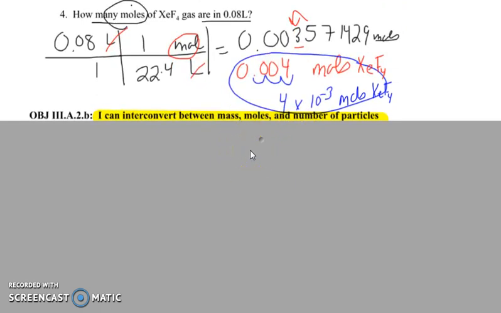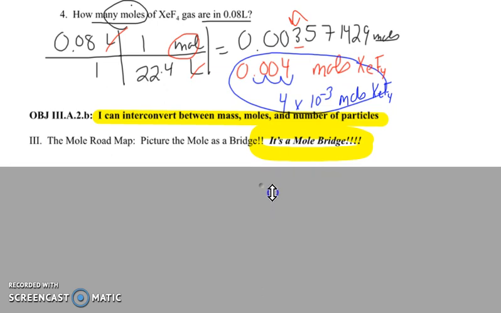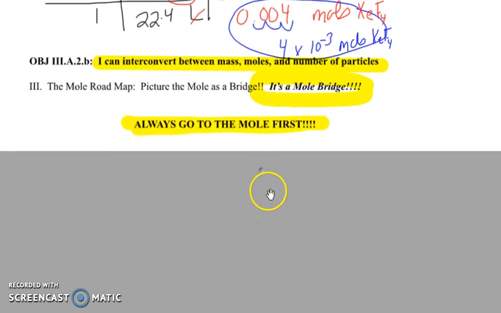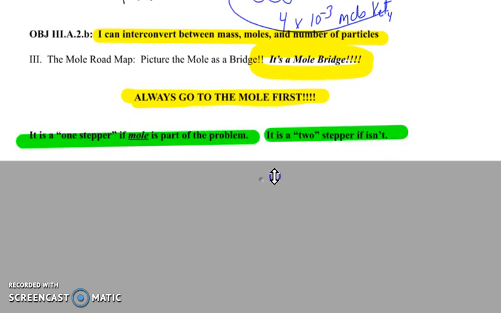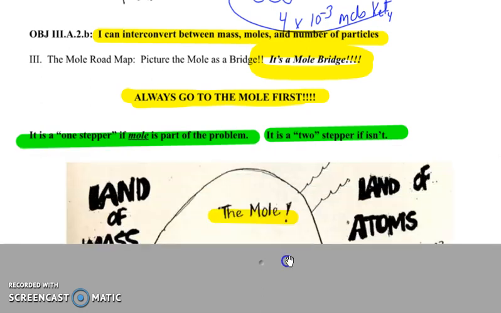So then I want to cover one more thing in the last 2 minutes we have of the video. Our other objective is I can interconvert between mass, moles, and number of particles. So we're going to use the mole like a bridge. Always go to the mole first. So if you don't know what to do, find out moles. If it's a one-step problem, the mole will be part of the problem. We'll be given the word mole. If there is no mole mentioned, it will be a two-stepper.